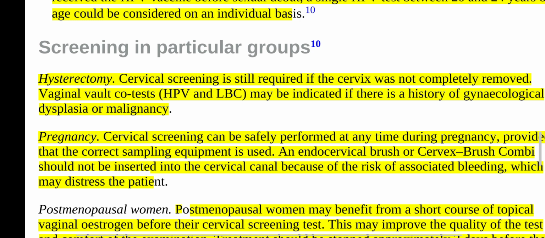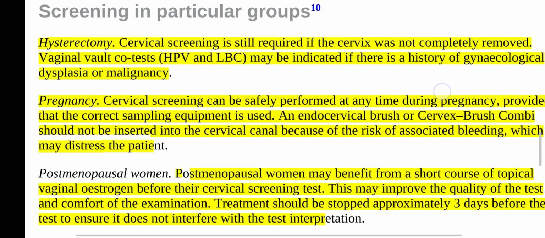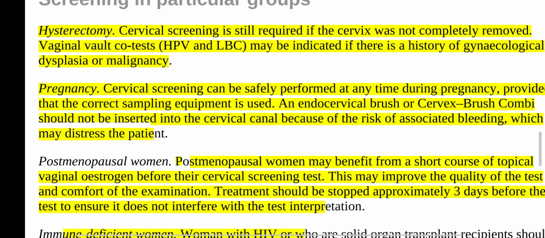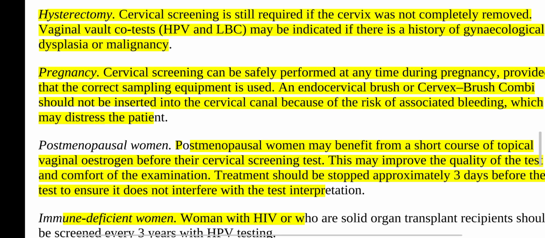So vaginal vault co-test for HPV and liquid-based cytology both is indicated if there is a history of gynecological dysplasia or malignancy. Suppose she has undergone the hysterectomy due to a malignancy, then both HPV and liquid-based cytology from the vaginal vault is required. Both co-test is required. So co-test means both tests, HPV and liquid-based cytology.